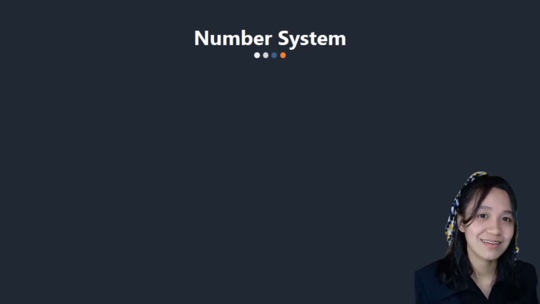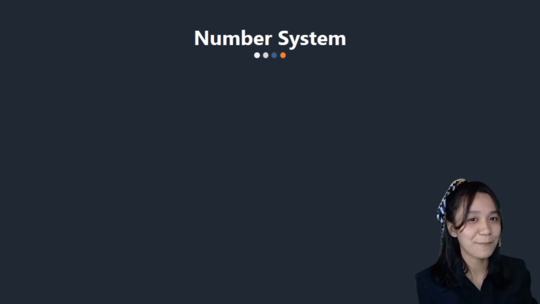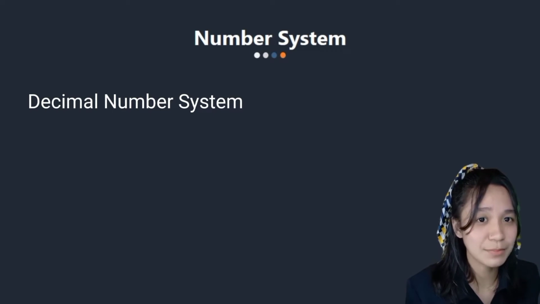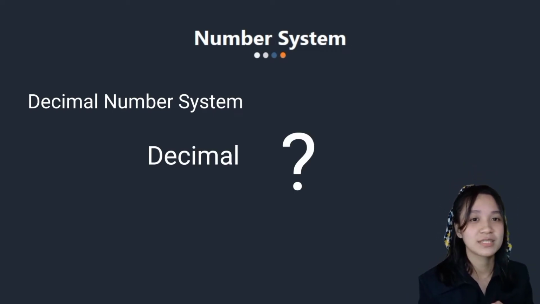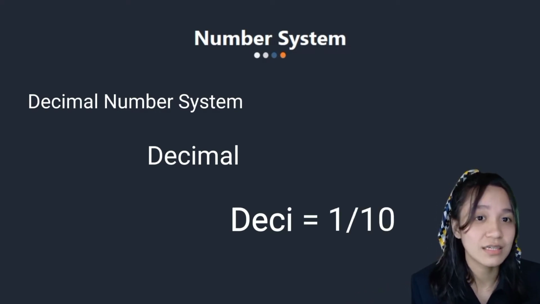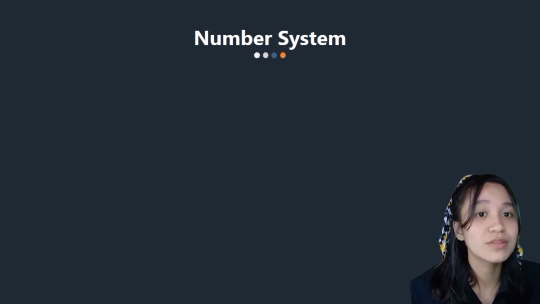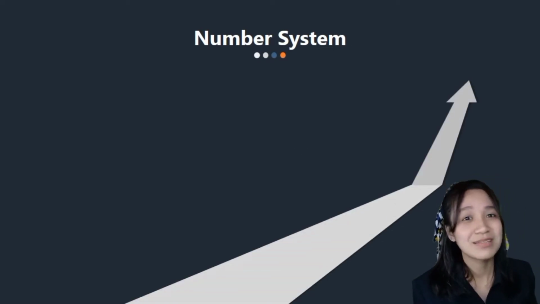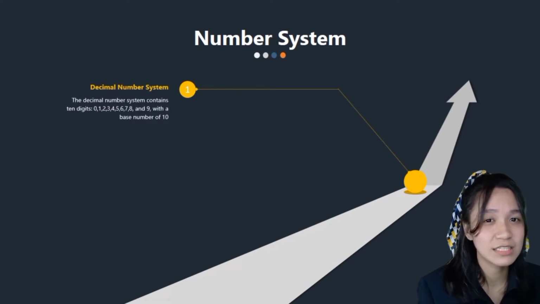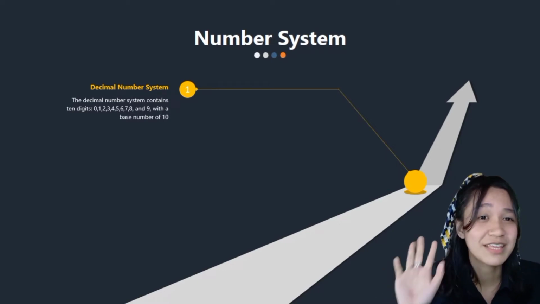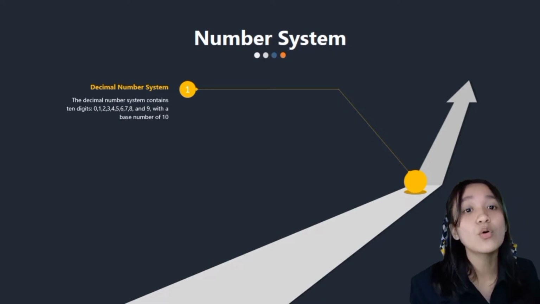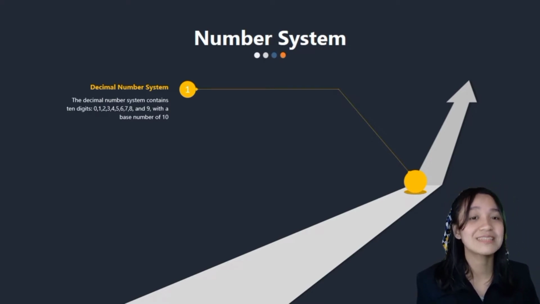So now, let's tackle the first and most commonly used number system, the decimal number system. When you hear the word decimal, what comes to your mind? Think of the prefix deci. What does it mean? Deci means 1/10. So deci is associated with 10. And in fact, the decimal number system is base 10. The decimal number system contains 10 digits, 0, 1, 2, 3, 4, 5, 6, 7, 8, 9, with a base number of 10. The decimal number system is the most common way of representing numbers in everyday life.